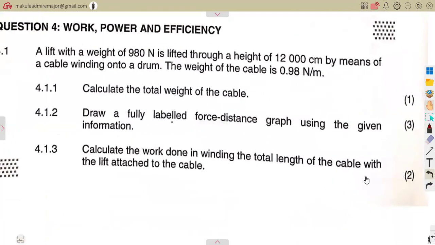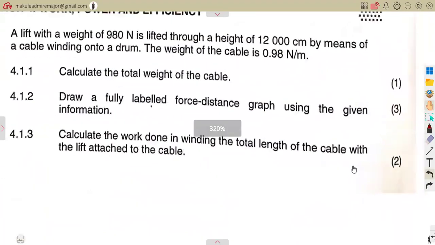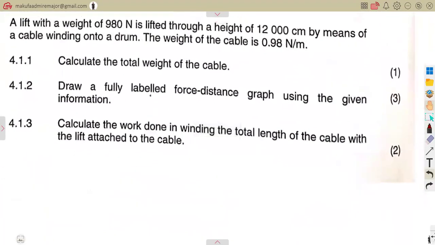On question number 4, we are given work, power, and efficiency. All right, so let's see what you're given. 4.1, we are given a lift with a weight of 980 Newton lifted through a height of 12,000 centimeters. So convert this to meters. Remember, a meter has got 100 centimeters, so you divide by 100. That is 120 meters, by means of a cable winding on a drum. The weight of the cable per meter is 0.98 Newton per meter.